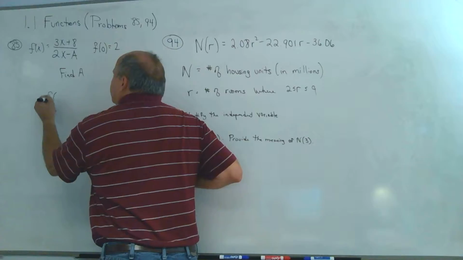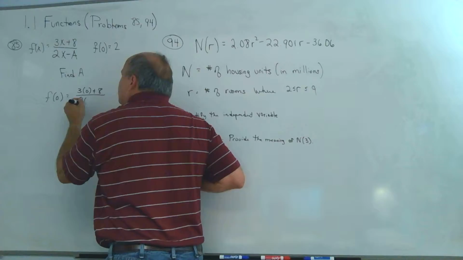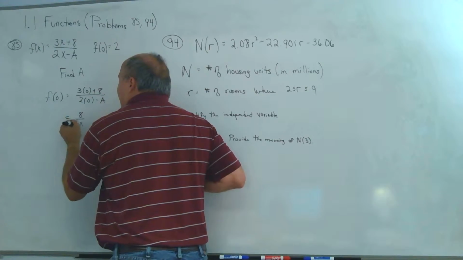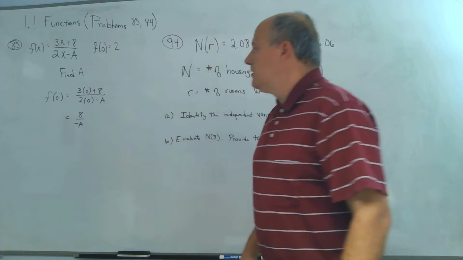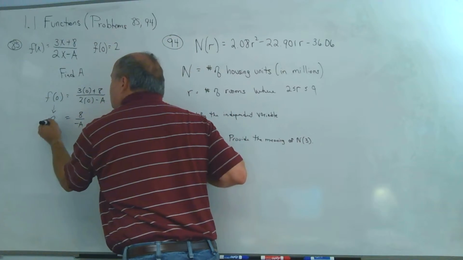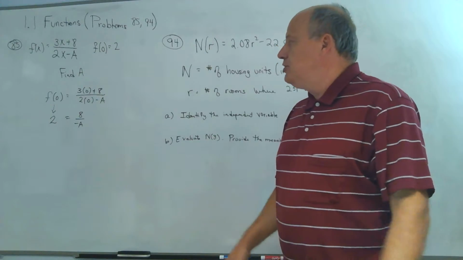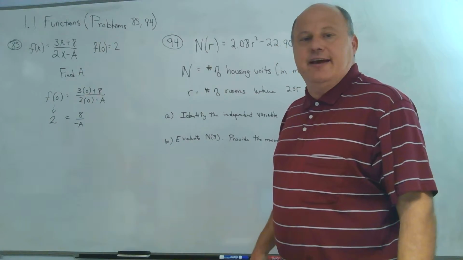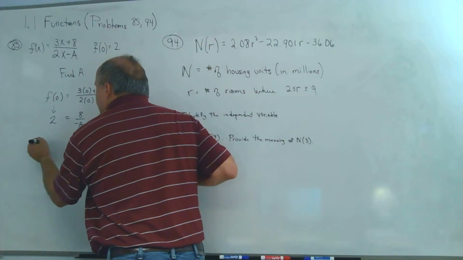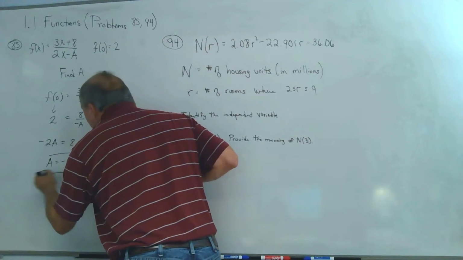f of 0 equals 3 times 0 plus 8 over 2 times 0 minus a, and that gives you 8 over negative a. That's what happens when you put 0 in. But the answer to f of 0 should be 2, so f of 0 equals 2. Then you just get an equation: 2 equals 8 over negative a. Now it's just a matter of solving for a. So multiply negative a to the other side, and a is simply negative 4. And that's all they're wanting.